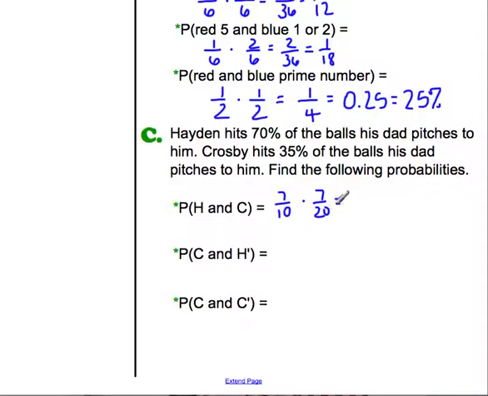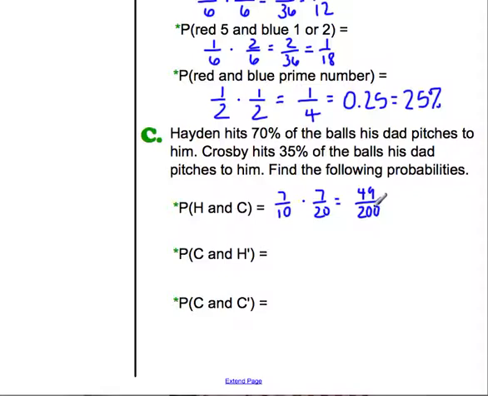So if I go ahead and do this, and yes, you could keep them as a decimal, but remember you need fraction, decimal, and percent. I get 49 out of 200, which is just under 1/4. I'll let you go ahead and calculate the decimal and the percent.